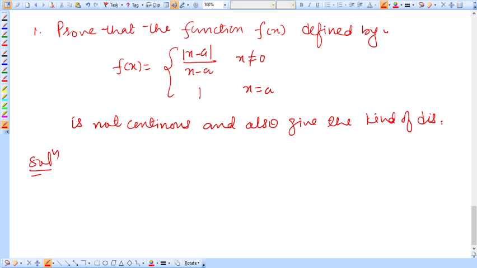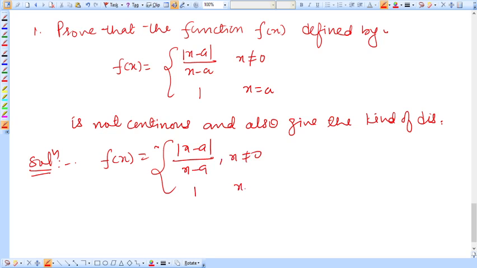So, solution. I think we have discussed this function in the last video, right? So here f of x is equal to mod of x minus a divided by x minus a when x is not equal to a, and it is equal to 1 when x is equal to a. Okay, so it is x is not equal to a, right?